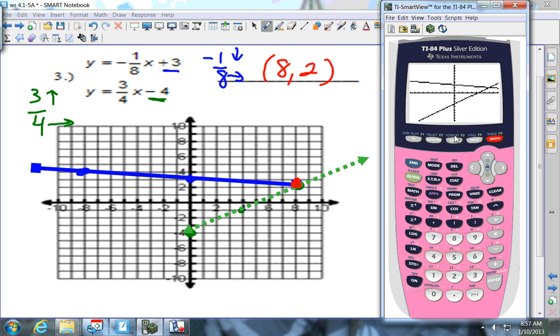Looks like it. Second graph. Let's look and see if 8, 2 is in there. 8, 2. Yep, that means we're right. Also, we can go second trace, 5 for intersect. Enter, enter, enter. 8, 2.